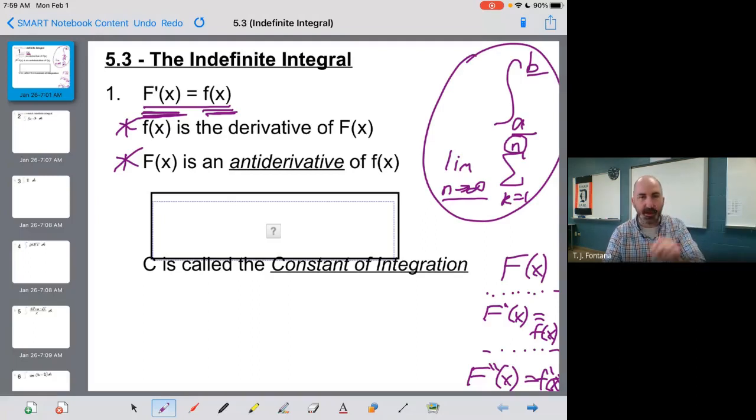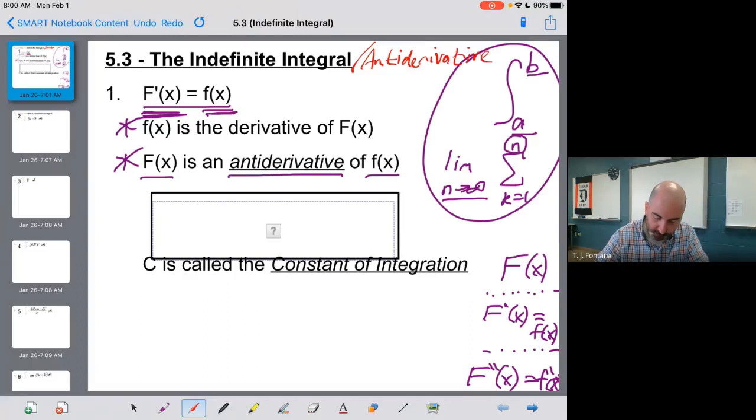If, let's go back to line 2, if little f of x is the derivative of capital F of x, then we can flip that around a little bit into this third line. Capital F of x right here is called an antiderivative of little f of x. And that really is the phrase of the day, guys. The title of this section, you're noticing right here, is called the indefinite integral. Really, another word for that is antiderivative.